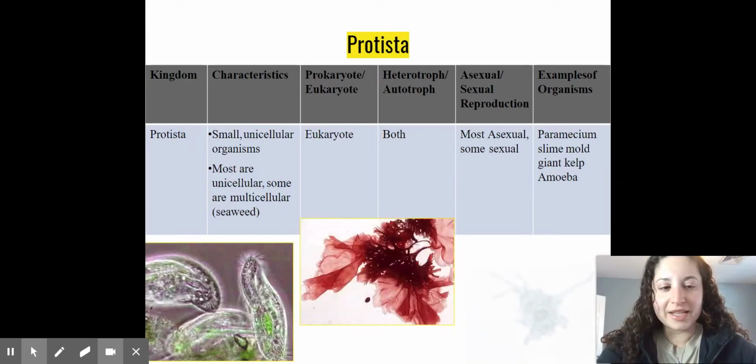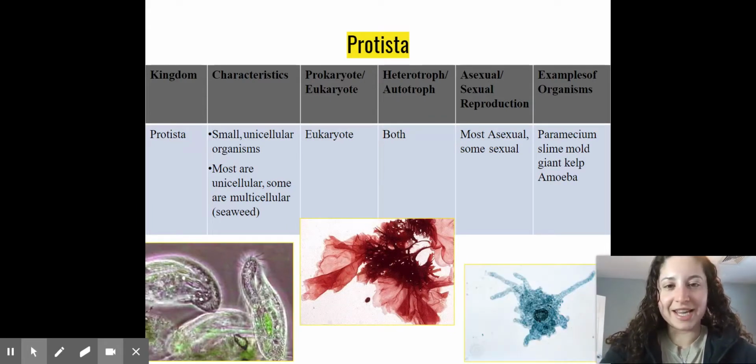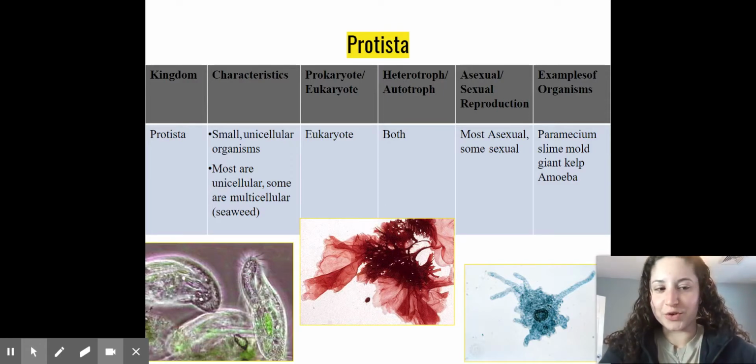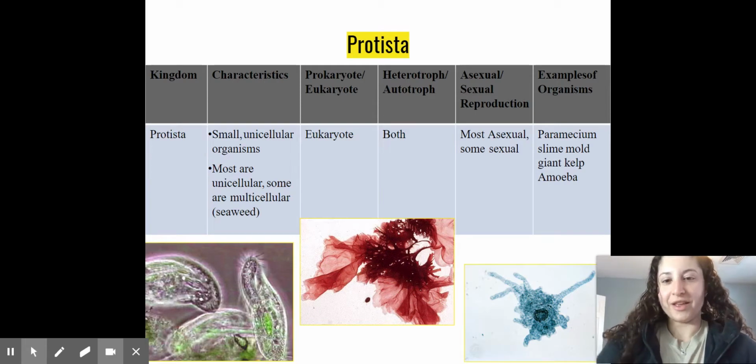All right, so next kingdom is the kingdom of Protista. And this is like the first type of eukaryotic cell that probably evolved. So their defining characteristic is that they don't really have a defining characteristic. It's sort of like a group for organisms that can't be categorized into another group for whatever reason.